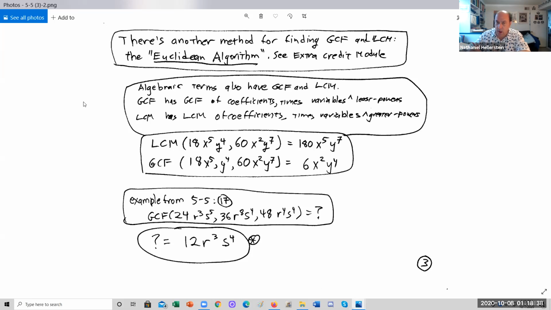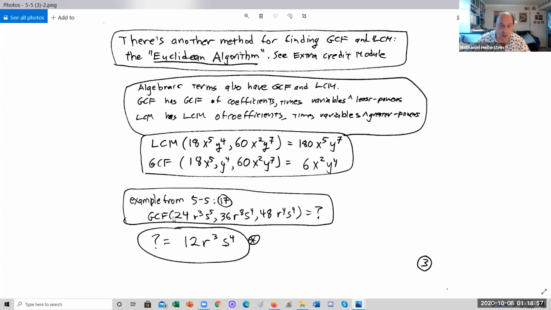Okay. Anyhow, 18x to the 5th y to the 4th, 60x squared y to the 7th. 18 and 60, their greatest common factor is 6. And we have an x to the 5th and an x squared, so we put an x to the 2nd. We have y to the 4th, y to the 7th, we put a y to the 4th.